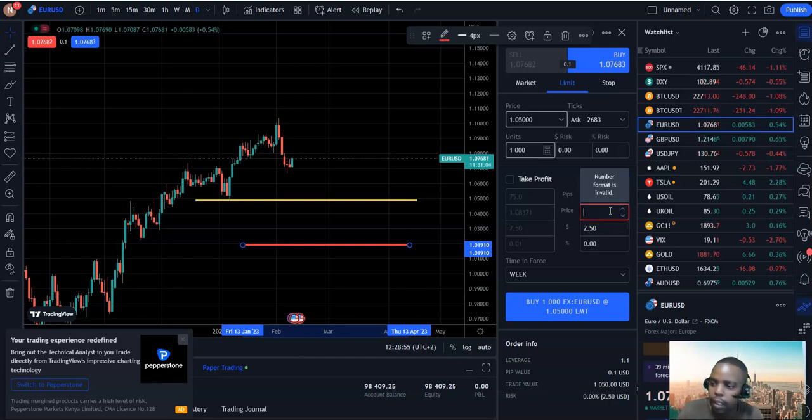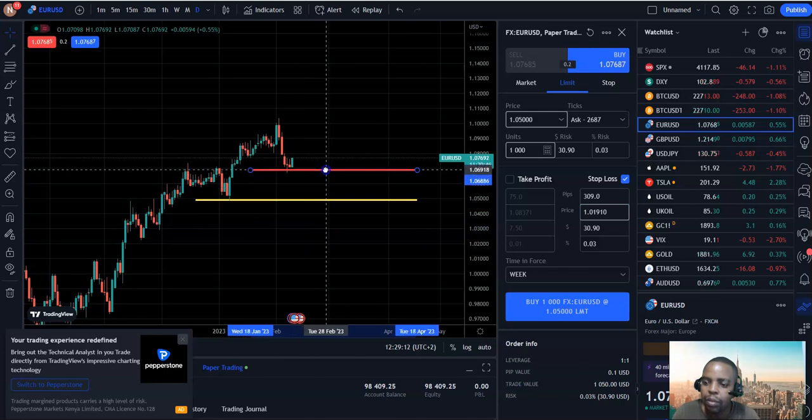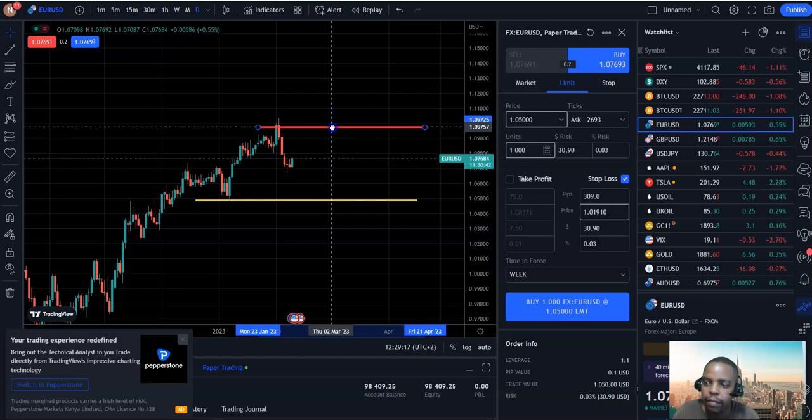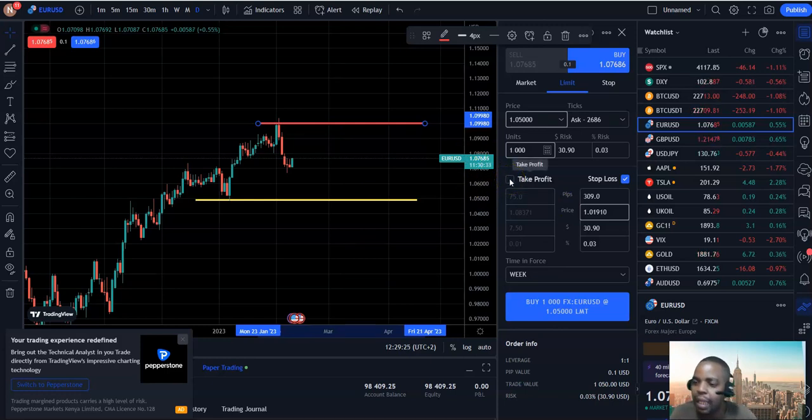Right, take out that. I want it at 1.01910, for example. That's my stop loss. And again, I still need to apply my take profit. I can take it up and say, I want to take profit when it reaches up here, for instance. These are just examples. I don't want people to apply what I'm doing here. I'm just making an example so that people can understand this.